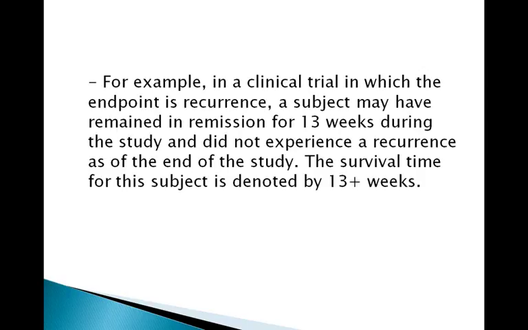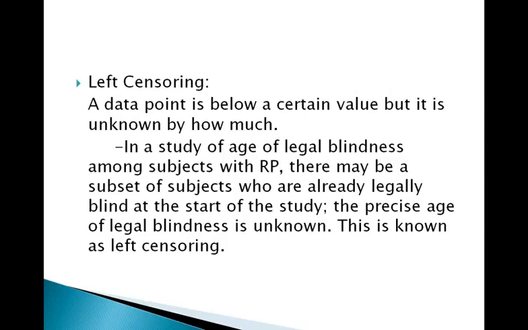So this is very much the common type of censoring that we encounter in most of our data sets. But for example, in a clinical trial in which the endpoint is recurrence, a subject may have remained in remission for 13 weeks during the study and did not experience a recurrence as of the end of the study. So then the survival time for this subject is denoted by 13 plus weeks because the event happened sometime outside of the study window.